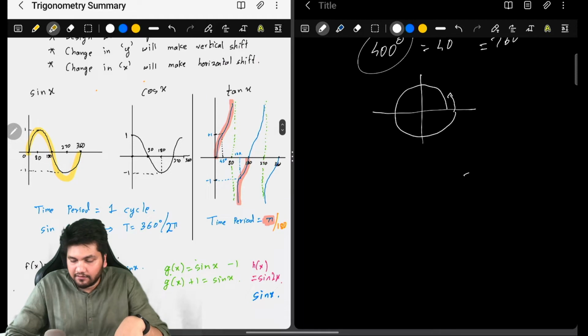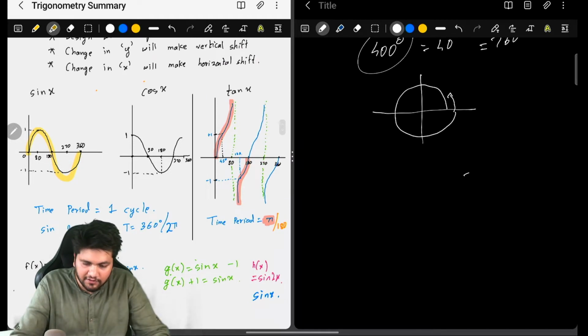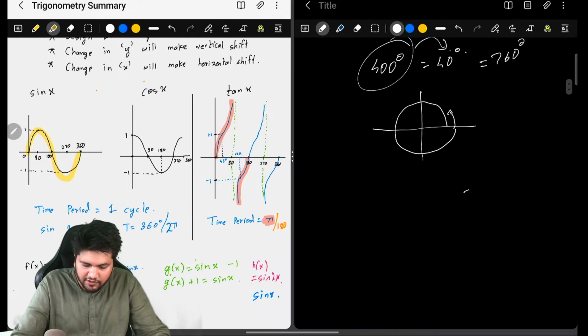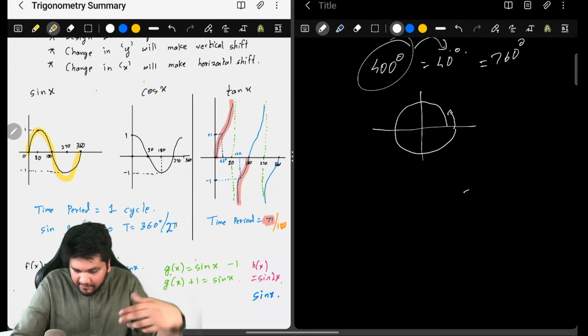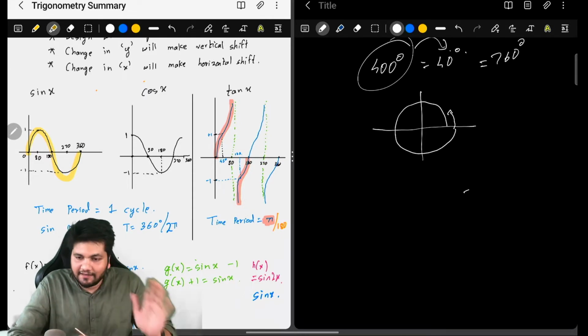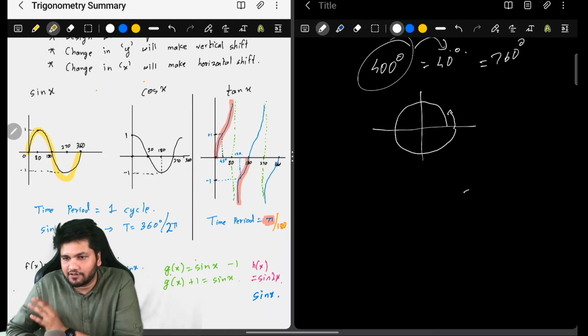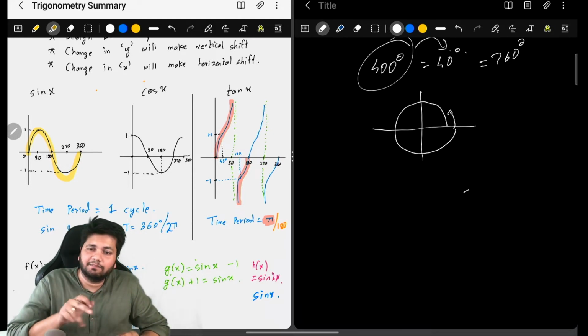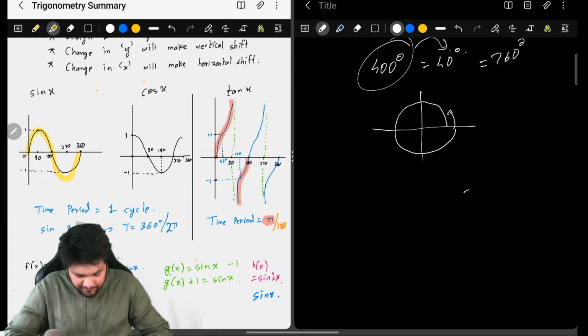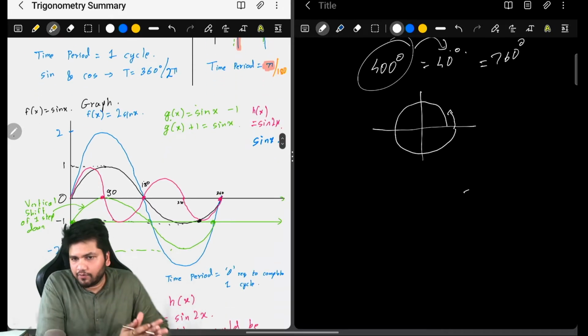But for tan, as you can see, the cycle actually repeats only till the red region. So it's going to be 0 to 90, and then 90 to 180, and then this keeps on repeating. That's why the time period of tan is only pi radian or 180 degree. Now what about the graph?